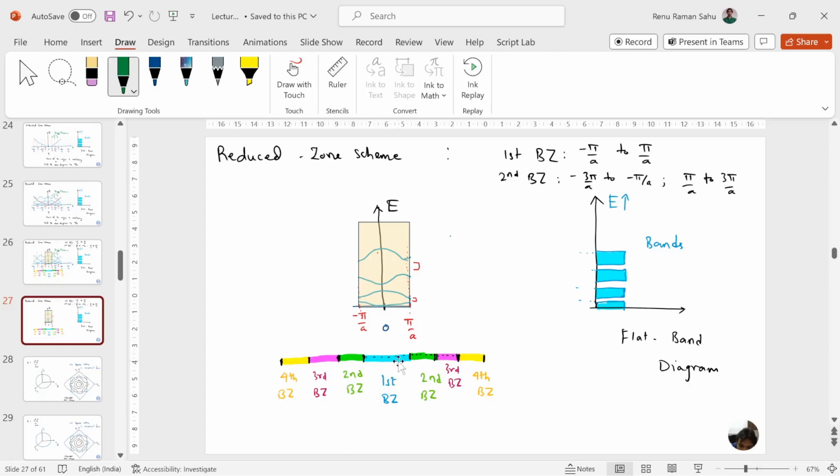The first Brillouin zone is 2 pi by a. The second Brillouin zone is this green region and this green region, and its total length is the same as the first. Similarly for the third, if you add this and this, it is the same as the first. Similarly for the fourth, and the nth Brillouin zone has the same area as the first Brillouin zone.